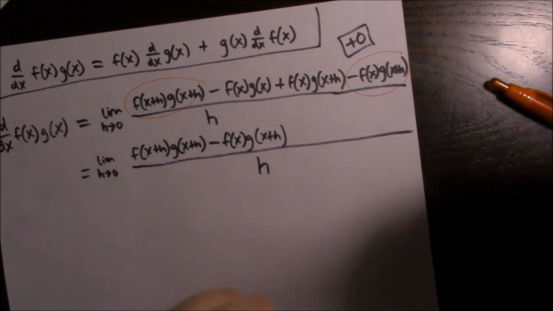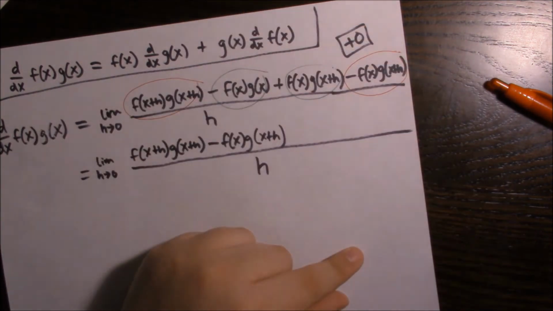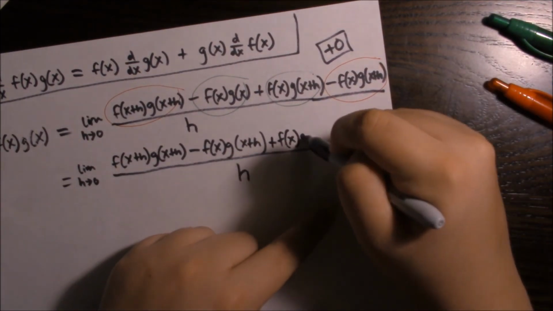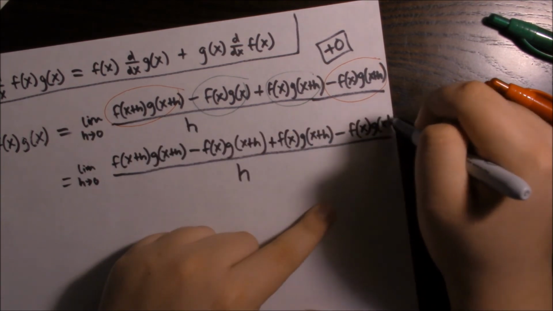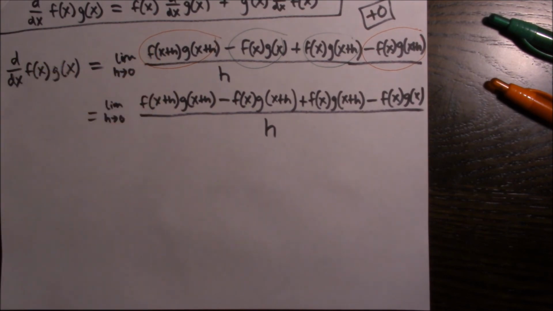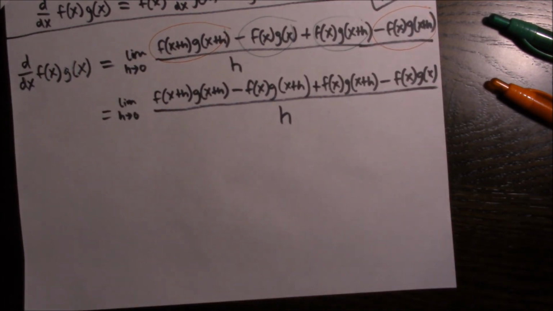Now, these other 2 terms both have an f of x in them, so I want to combine these on the other side of this fraction. Now that I have my 4 terms like this, I can split this into 2 separate fractions that both have h as the denominator.